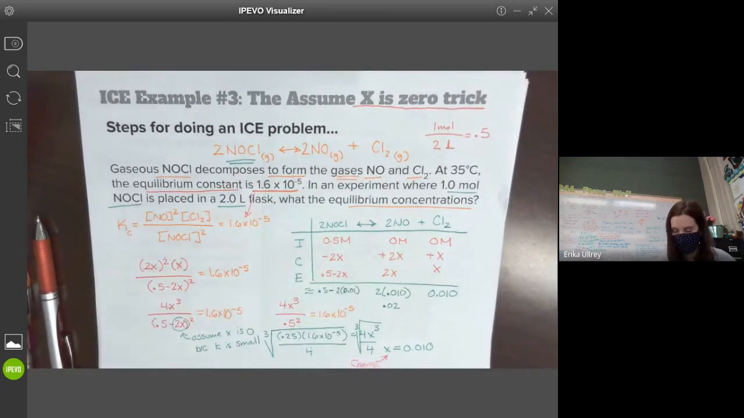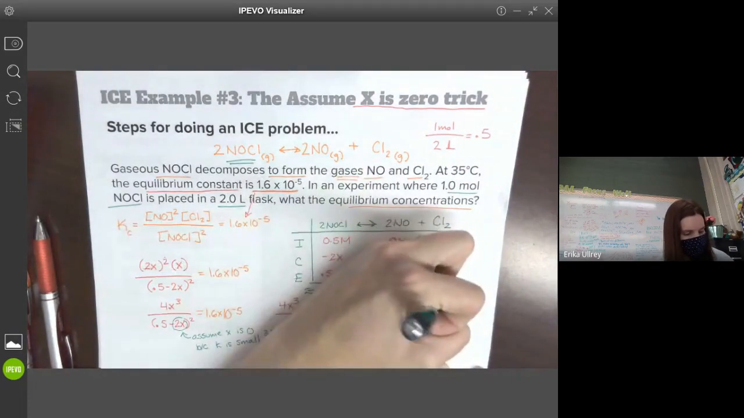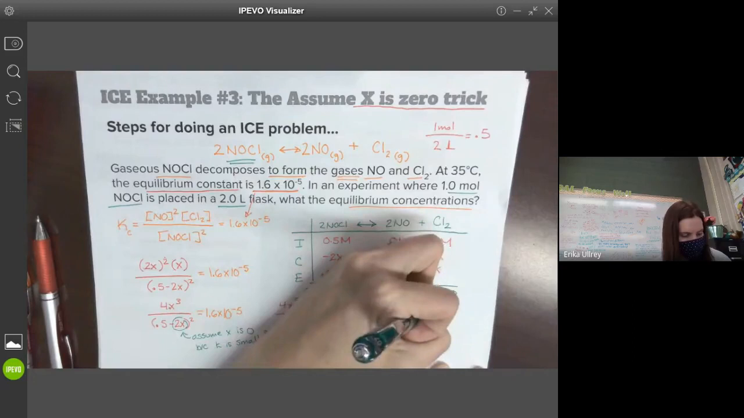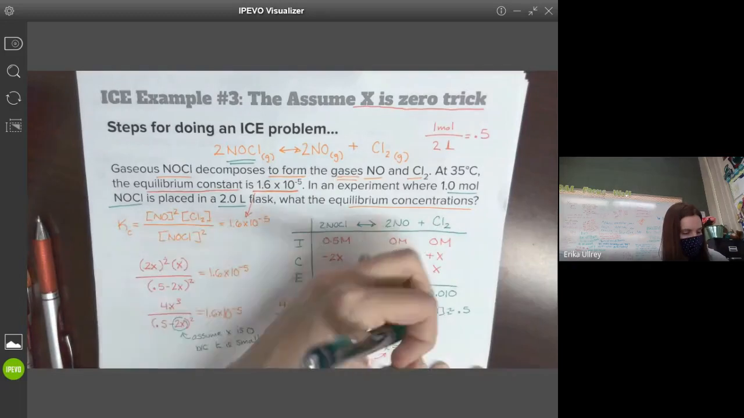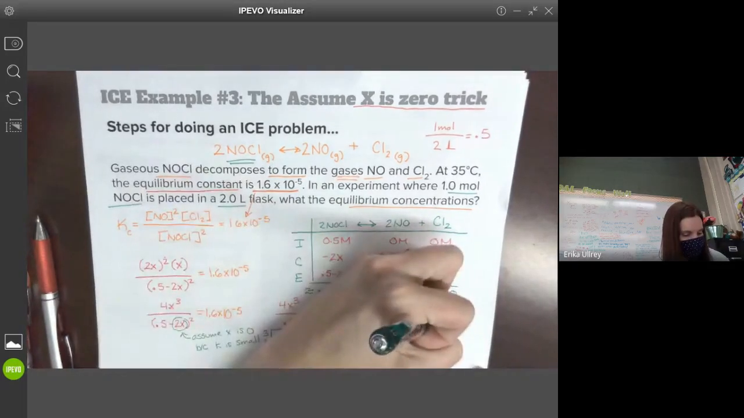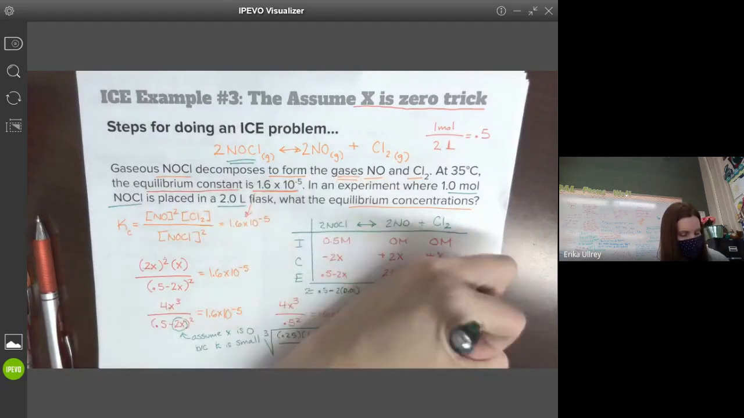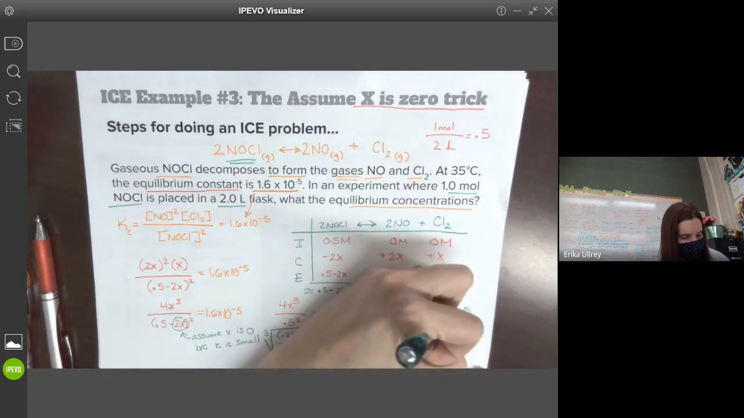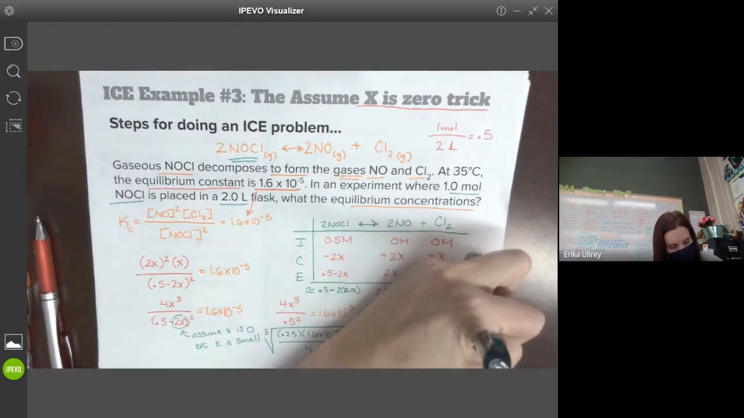Does that make sense to you guys? So the concentration of NOCl is, so squiggly means approximately, so it's not a hard equals. It's less than 0.5, but not by much. And then our concentration of NO was approximately, squiggle line, 0.02, and then Cl approximately 0.01. Molar, molar, molar.